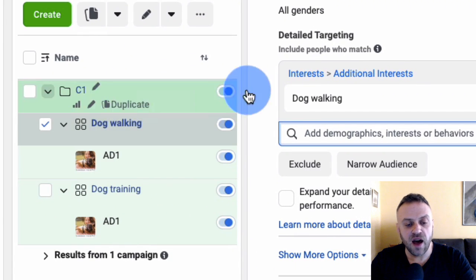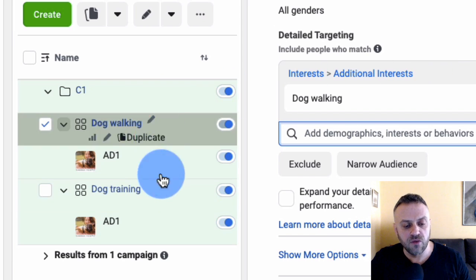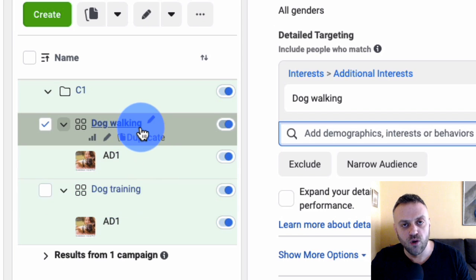Okay, and you want to have like 5 ad sets, because you got to understand one important thing about Facebook. And I'm speaking from experience as somebody who spent thousands and thousands of dollars advertising different products. We do not know where the conversions are going to come from. You might think that they're going to come from dog training, but they might come from dog walking.